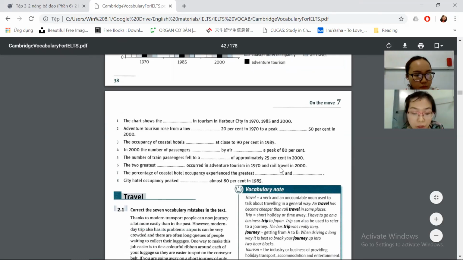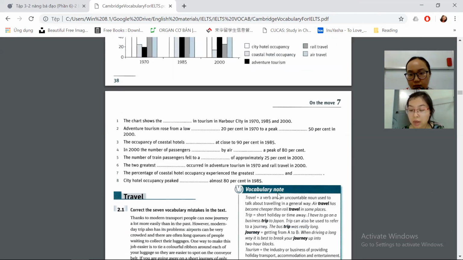Number five, the number of train passengers fell to a low of approximately 25% in 2000. Very good. Number six, the two greatest drops occurred in adventure tourism in 1970 and rail travel. Rail travel, yes. Wow, rail travel, drop, and rail.